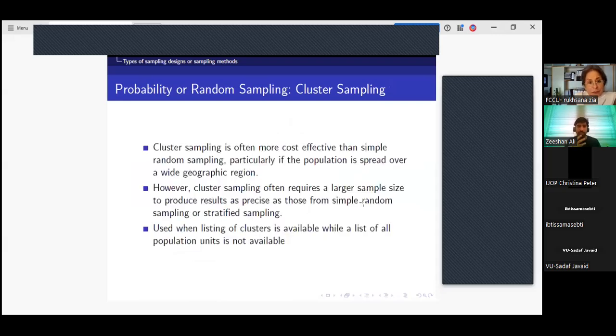So, cluster sampling is more cost efficient than simple random sampling, particularly if the population is spread over a wide geographical region. However, cluster sampling often requires a larger sample size to produce results as precise as those from simple random sampling. The reason is that within a cluster, we usually have heterogeneous units, so we have to take a larger sample from a cluster.